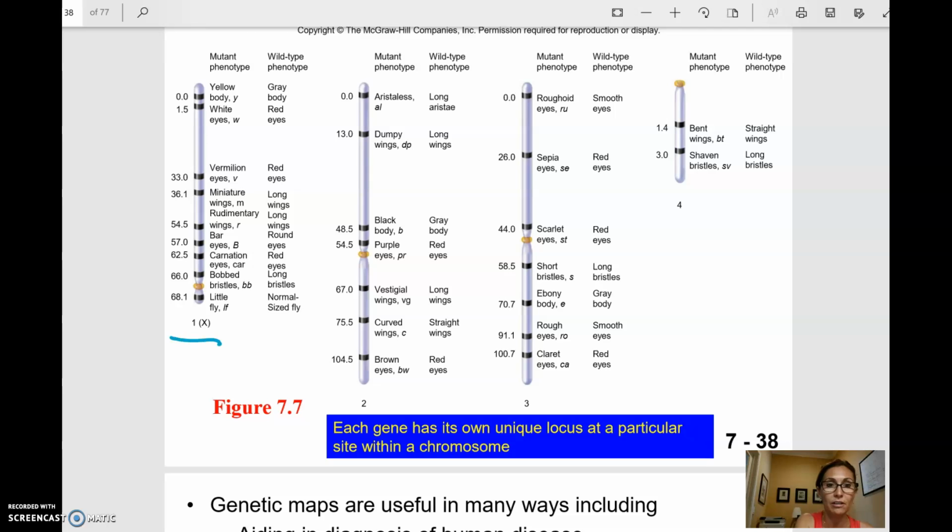Here's chromosome 1, the X chromosome, chromosome 2, 3, 4, and then you also have the Y chromosome in there, which you don't need to worry about right now. So the X and the Y chromosome is set number 1. Then you have 2 of 2, 2 of 3, and 2 of 4. So you have a total of 8 chromosomes in flies. We'll finish this setup in just a minute in the next lecture.